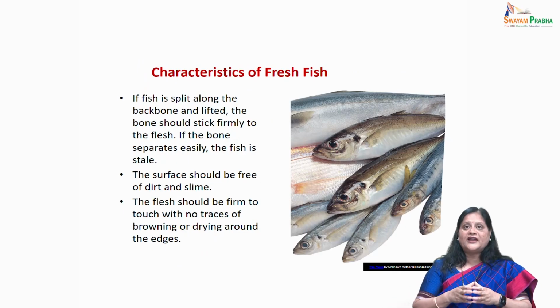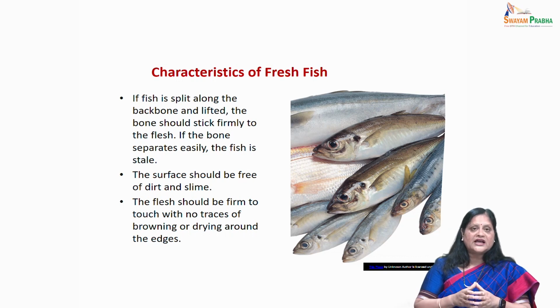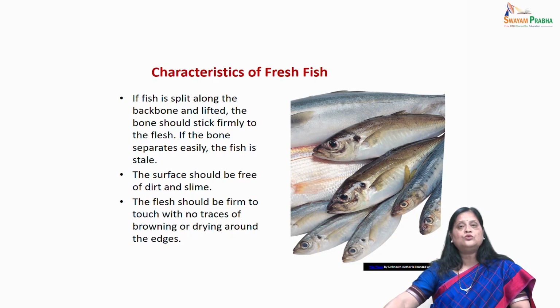Characteristics of fresh fish. If fish is split along the backbone and lifted, the bone should stick firmly to the flesh. If the bone separates easily, the fish is stale. The surface should be free of dirt and slime. The flesh should be firm to touch with no traces of browning or drying around the edges.